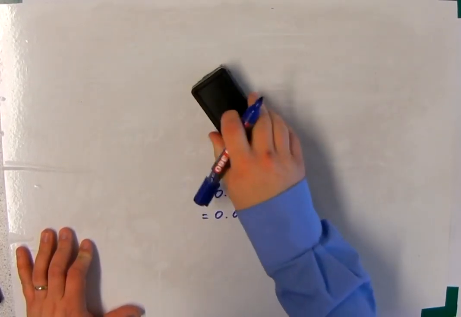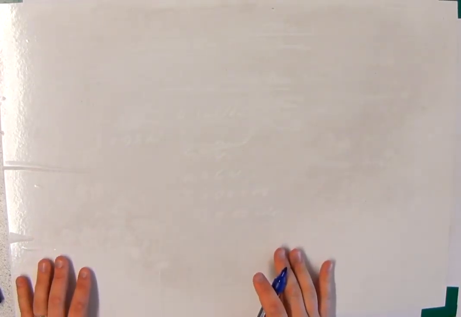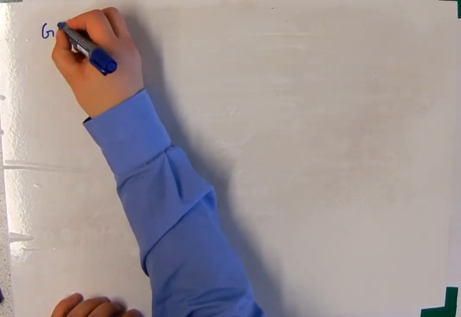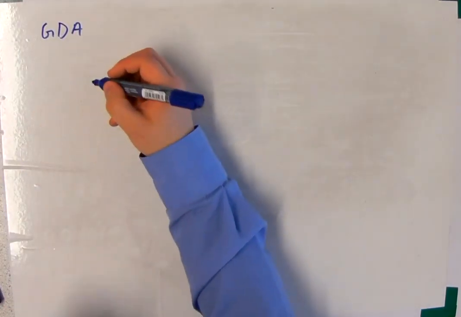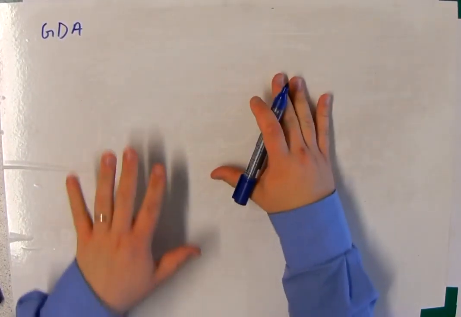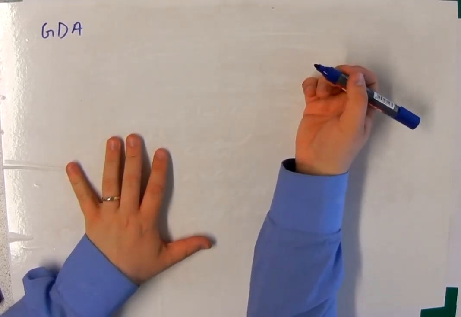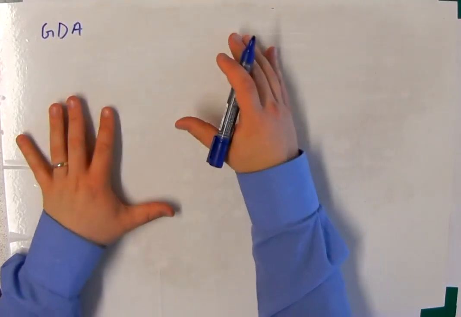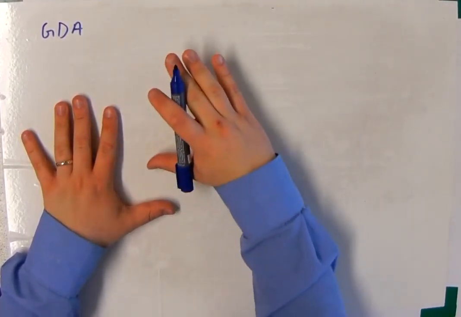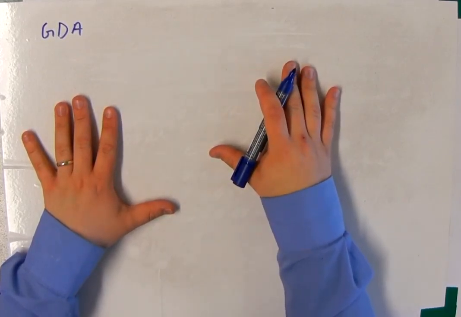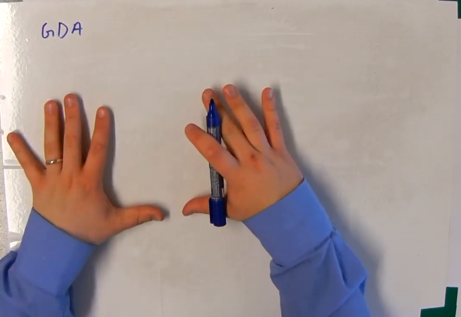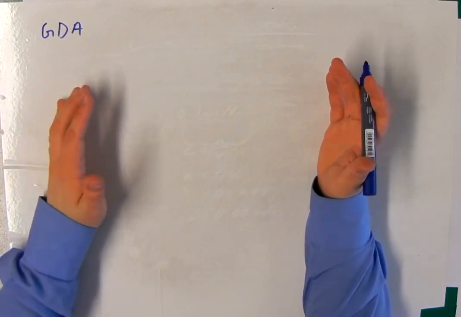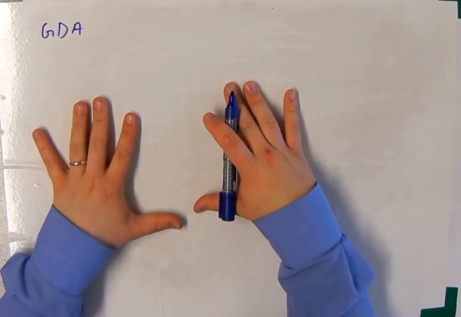Second half of this video is about some less numeracy based content. First thing, guideline daily allowances. So these are going to depend if you're a man or a woman, pregnant, child, all sorts of things. They are the guideline amounts that generally the government has suggested.